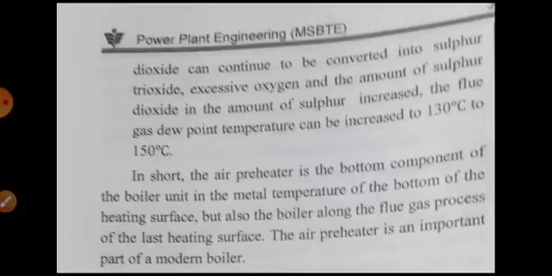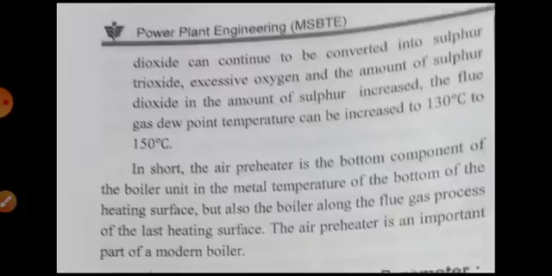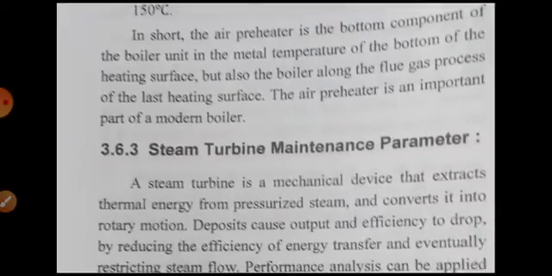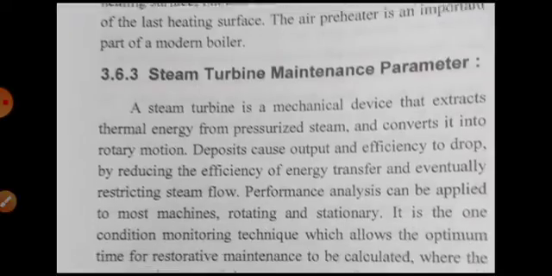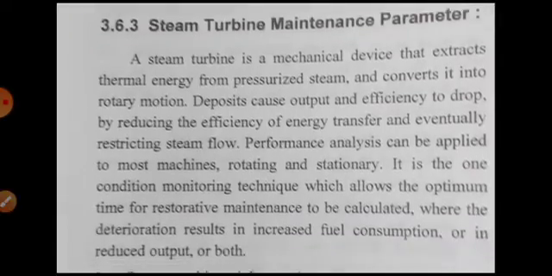In short, the air preheater is the last component of the boiler unit. It has the lowest metal temperature of the heating surfaces, and it is also the last heating surface along the boiler flue gas path. The air preheater is an important part of the modern boiler.